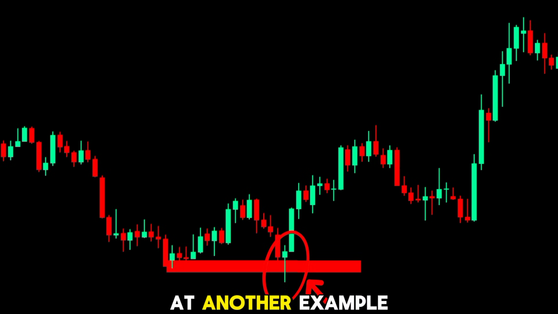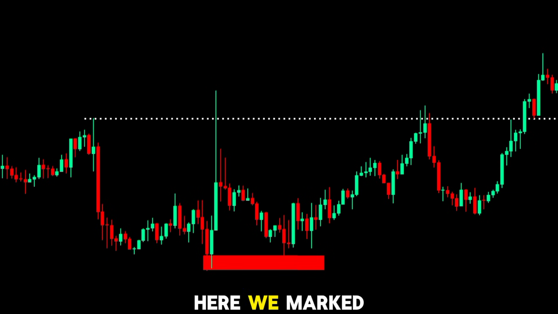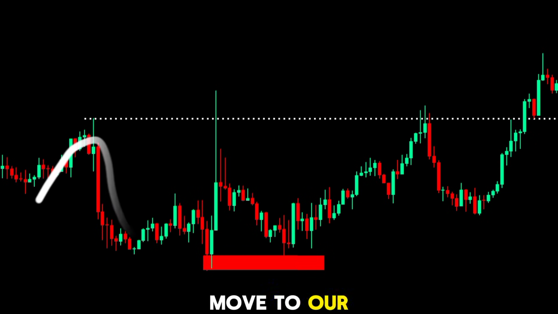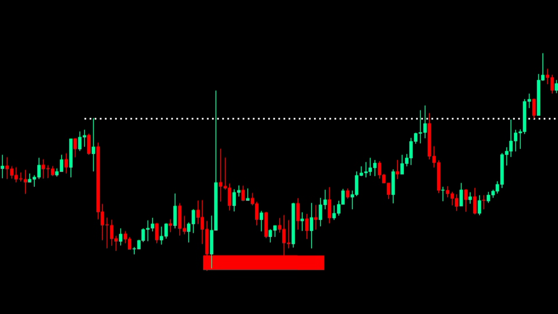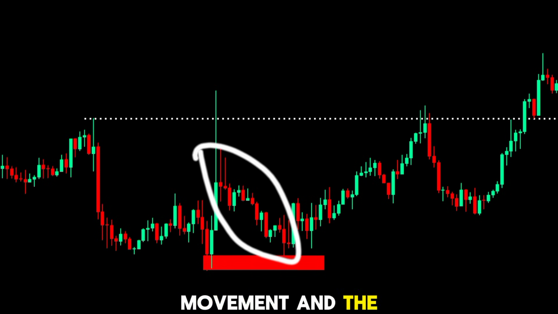Now let's look at another example. Here we marked out our liquidity zone, and we expect the market to move to our liquidity zone. And when the market got to the liquidity zone, you can see that the market created some kind of price movement there. Take a look at the prior movement and the post movement.